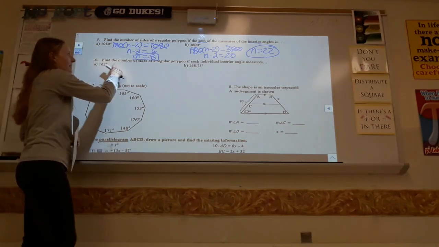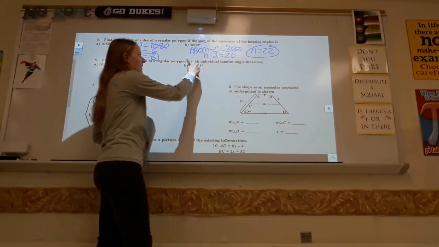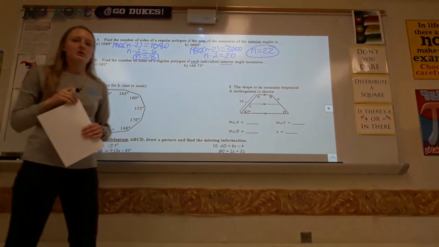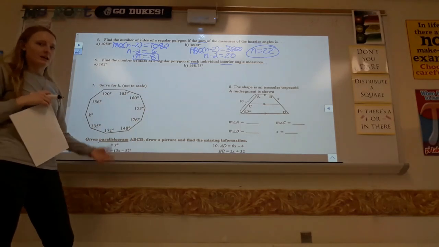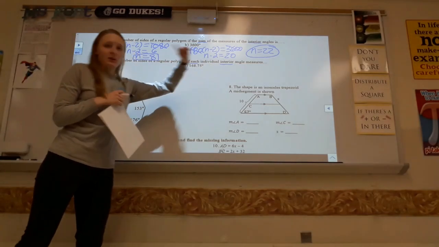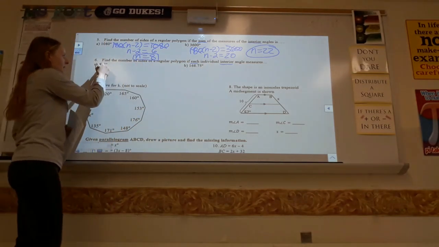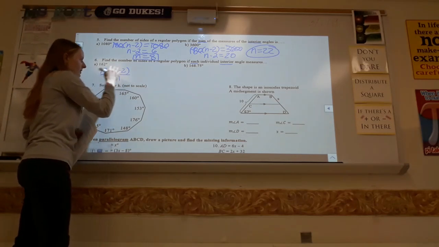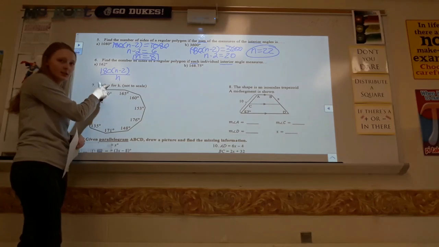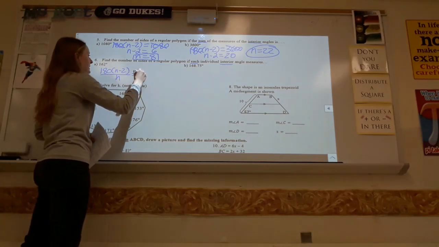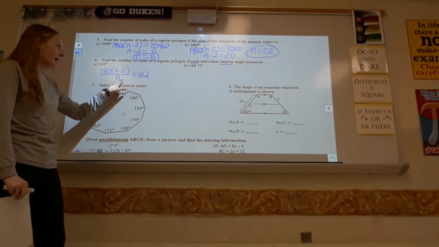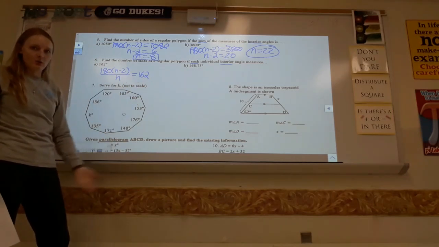And then this one again, find the number of sides of a regular polygon if each individual interior angle measure is blank. Again, I see each interior. When you see those keywords, I'm using this formula. This one. Each interior, that's this formula. And I know that one interior angle is this. I just need to figure out what n gives me that number. And this is how you would solve this question.